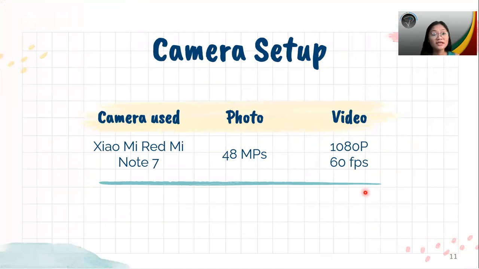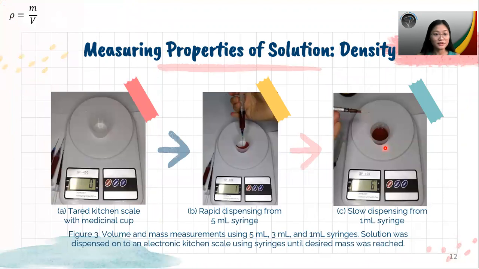An important method also in this study is the use of a smartphone camera for measuring length and time. I documented all my experiments with a Xiaomi Redmi Note 7. I took photos at 48 megapixels, and my videos were captured at 60 frames per second at 1080 pixels. Now, moving on to the properties of the solution, how did I measure those?